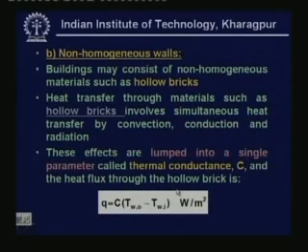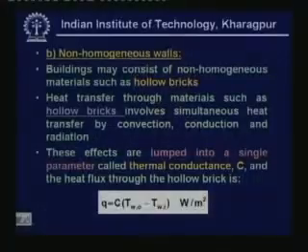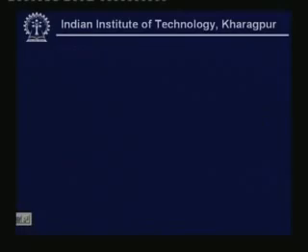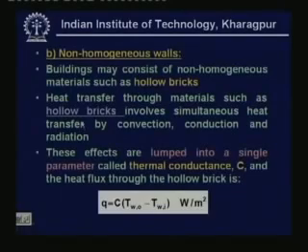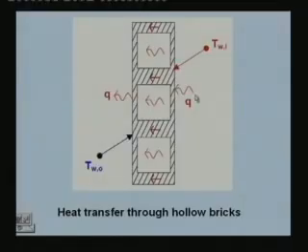Now let us look at non-homogeneous walls. Buildings may consist of non-homogeneous materials such as hollow bricks. Hollow bricks are very widely used in buildings, because hollow bricks have better insulation properties compared to solid bricks. That's the reason why hollow bricks are quite widely used. Heat transfer through materials such as hollow bricks involves simultaneous heat transfer by convection, conduction and radiation. So let me show a picture of a hollow brick. This shows a picture of a hollow brick.